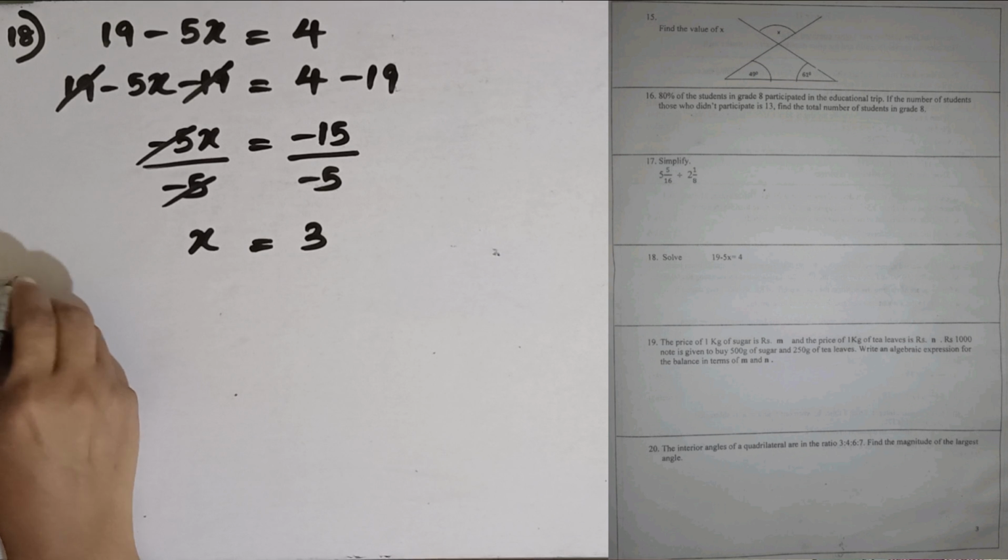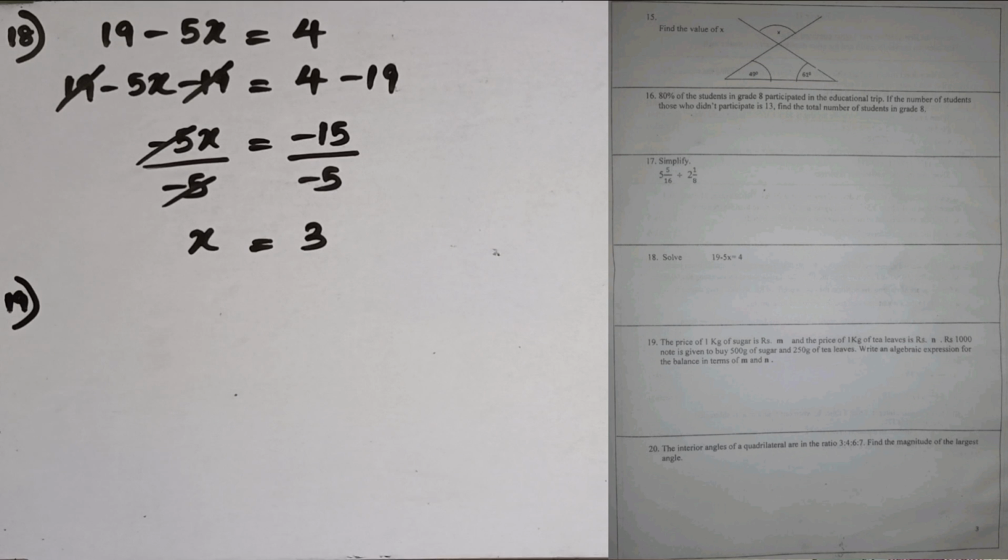Question number 19. The price of 1 kilogram of sugar is M rupees, and the price of 1 kilogram of tea leaves is N rupees. A 1000 rupee note is given to buy 500 gram of sugar and 200 gram of tea leaves. Write an algebraic expression for the balance in terms of M and N.